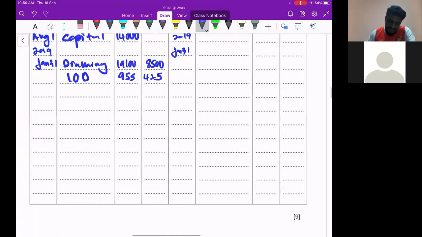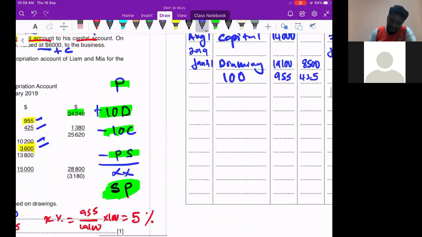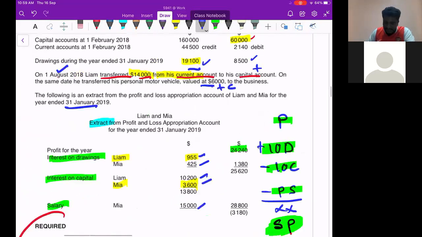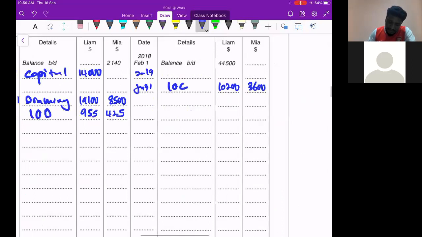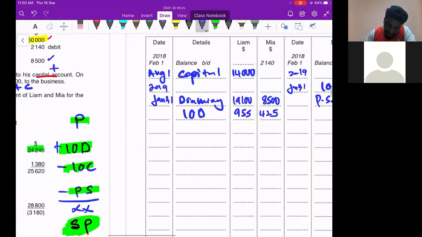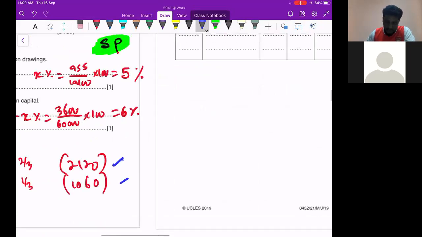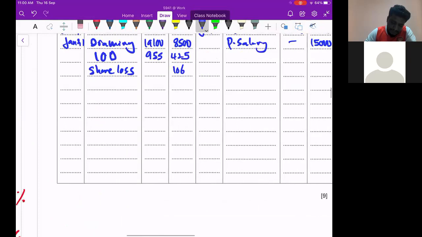After that, what do we have? Interest on capital. Interest on capital will be credit side. Right here, interest on capital, in the exam, no short form, write it in full. 10,200 and also 3,600. After that, salary only for Mia. So right here, partner salary only for Mia, 15,000. And the share loss. Share loss will be debit side. Don't forget, share loss will be on the debit side. Your loss is 2,120 and also 1,060.